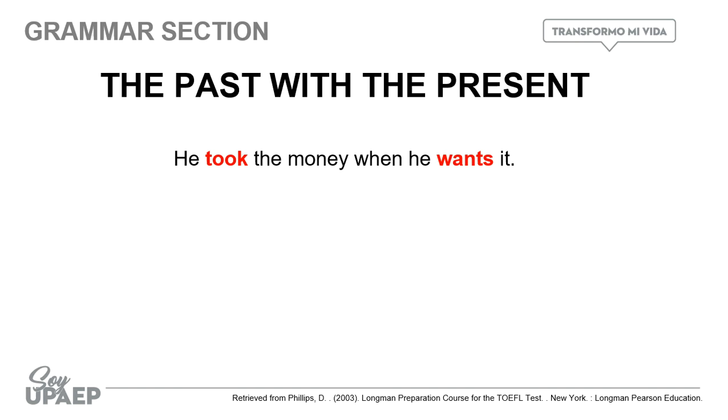Okay, as you figured out, the sentence is incorrect. This sentence says that he took the money in the past when he wants it in the present. If you notice, this meaning does not make any sense. It is impossible to do something in the past as a result of something you want in the present. So that's why it is incorrect.